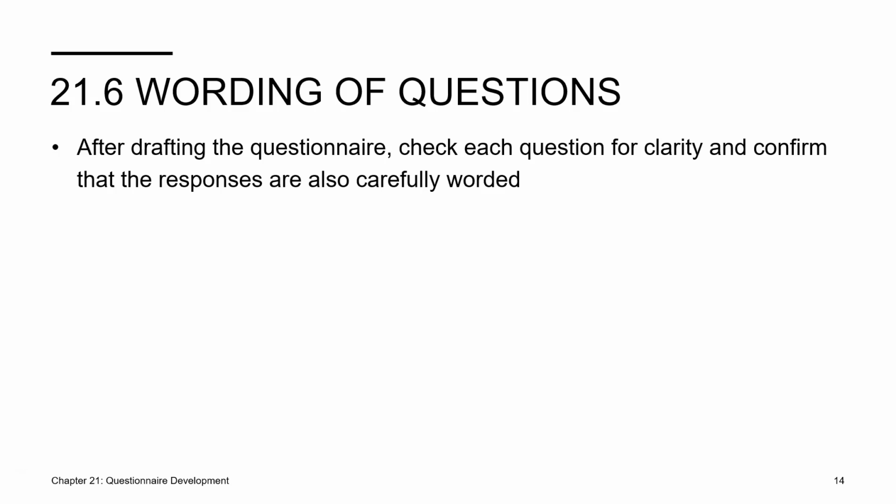So section 21.6 goes over the wording of questions. After you draft your questionnaire, check each question for clarity and confirm the responses are also carefully worded. One way to prevent having to change the wording of questions is to use previously published questions. If there's a survey out there already, you can use those questions. You cite those questions. It's actually preferred that you use a validated questionnaire.